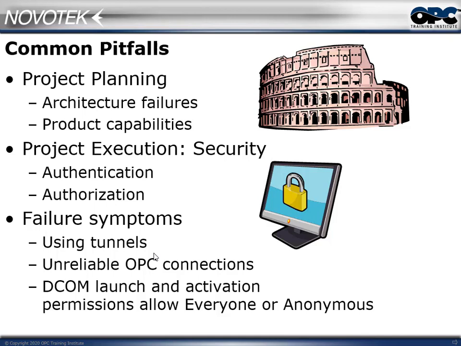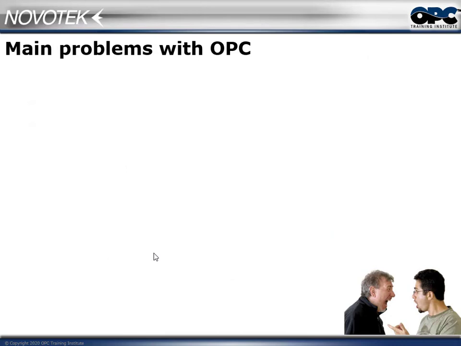DCOM permissions. If you see DCOM permissions for launch and activation, have a look at yours. If you see Everyone or Anonymous in there, that's typically a problem. Anonymous should not be there. When you see these, what it means is that anyone with network access to your OPC server will be able to get access. They don't even need a username and password. All they need is network access, and then they'll be able to read from you, and they'll be able to write. So they can write set points. They can do whatever they want. They have complete control. You don't want to do that. So these are typical failure problems. Now, what is the problem with OPC?